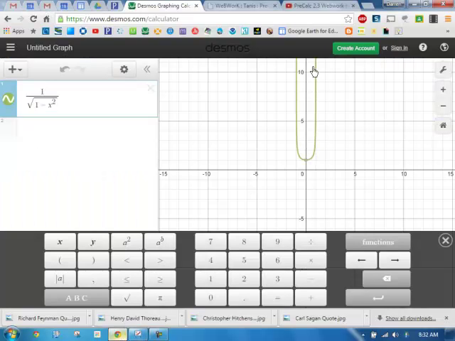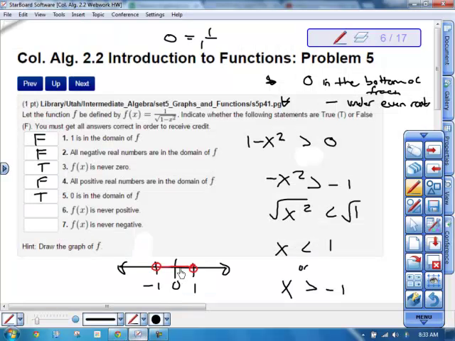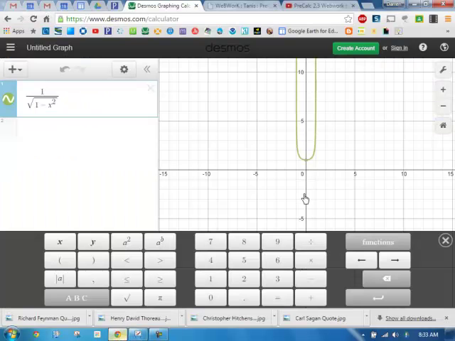You know, all these values are positive. Right? So most of the time, in fact, it's always positive. No matter what number you stick in for the domain, you always get a positive y value. So that's false. And then, the y value is never negative? That's true. If you look at the graph, the y value never goes negative.